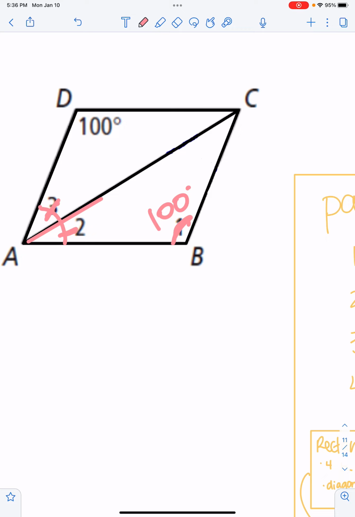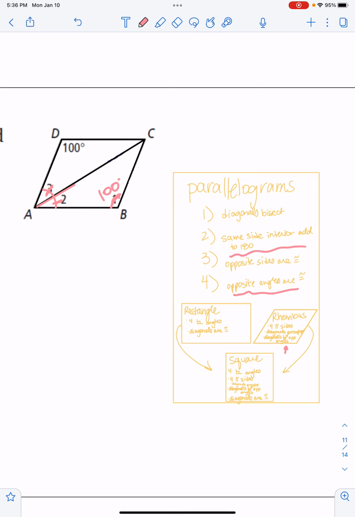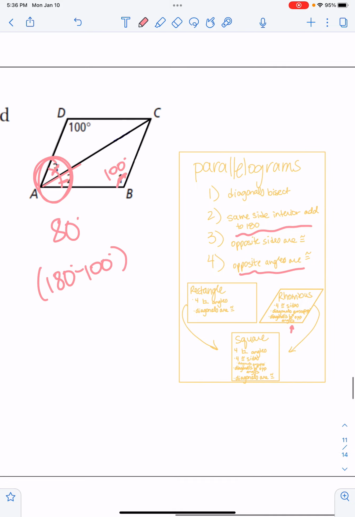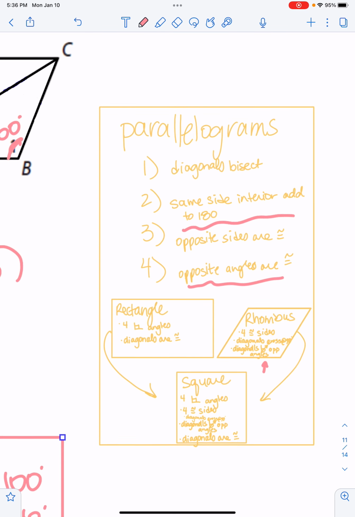So if we know that same side interior angles have to add to 180, which is this rule, we know that together that has to be 80. I just did 180 minus 100. And if that's 80, then each one is 40. So you would say the measure of angle 1 is 100, the measure of angle 2 is 40, and the measure of angle 3 is 40. If they make you explain why, you could talk about some of these things that I highlighted in pink.